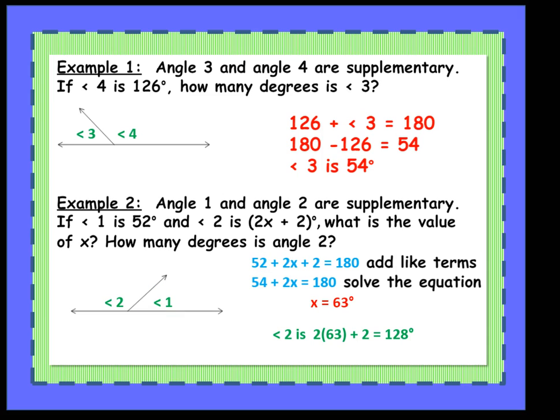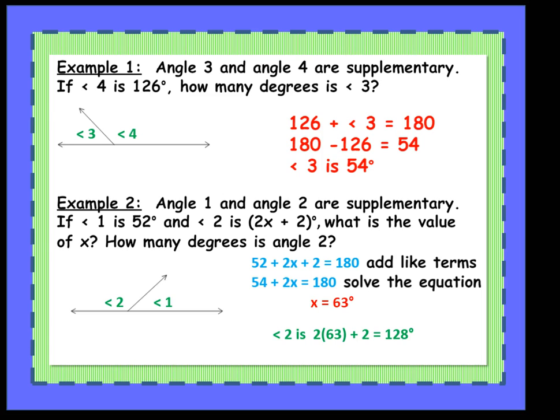And then it says angle 2 is 2x plus 2. So angle 2 is 2x plus 2, so they're going to add that to our 52 degrees. That's where they got that from. So they combine like terms again. So 52 and 2 are like terms. Okay, so they just added them together to get 54.